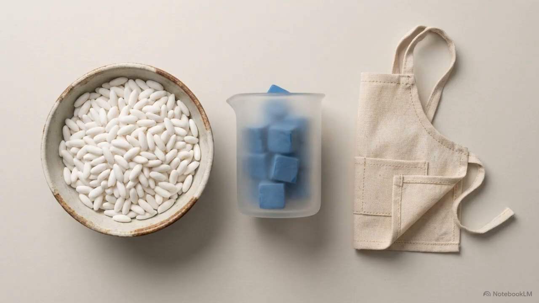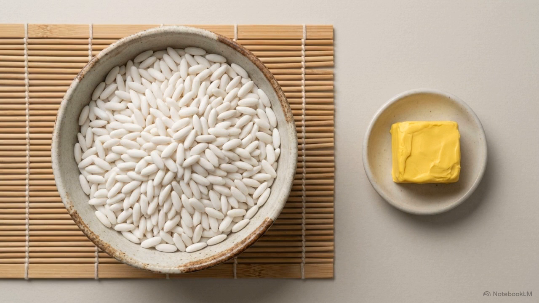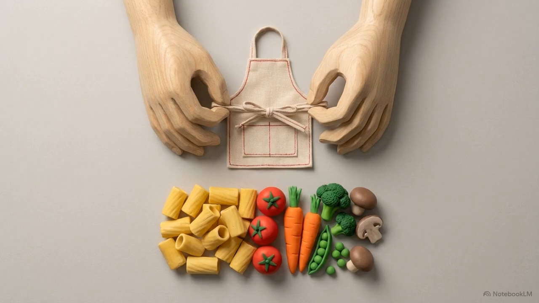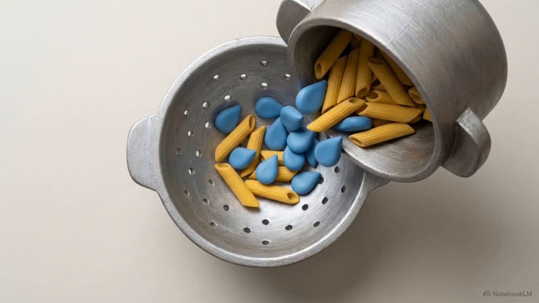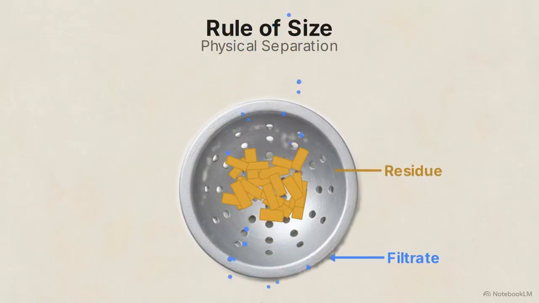By applying these rules, our 12-year-old chef avoids disaster. The stones are hand-picked from the rice, the water is filtered pure, and the curd is churned into fresh butter. The meal is safe. You rely on these same scientific principles constantly. When you boil pasta and pour the pot into a colander, you are using the rule of size to trap the solid noodles while draining the liquid water.